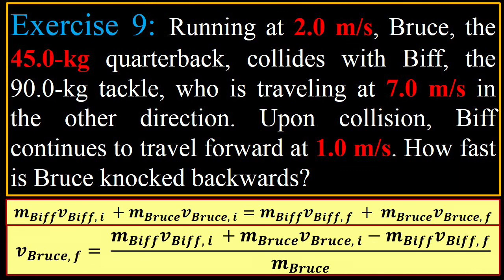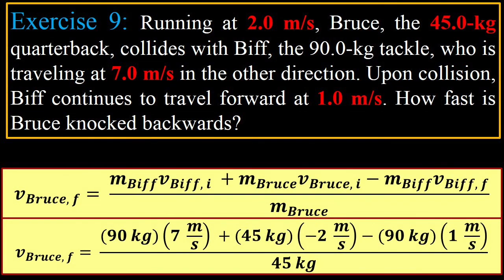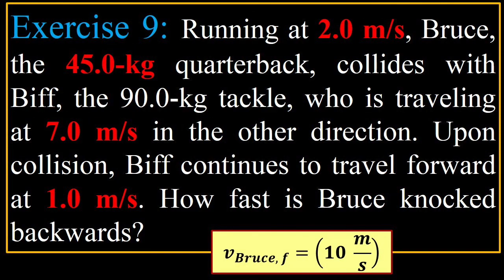Running at 2 meters per second, Bruce, the 45-kilogram quarterback, collides with Biff, the 90-kilogram tackle. So now it's going to be 90 times 7 plus 45 times negative 2 minus 90 times 1. Now everything is in motion here, so nothing is going to cancel out. The quarterback is in motion, Biff is in motion, so this is slightly different than the previous 2. And then Bruce is going to be going 10 meters per second the other way.